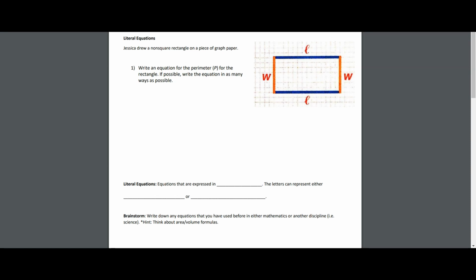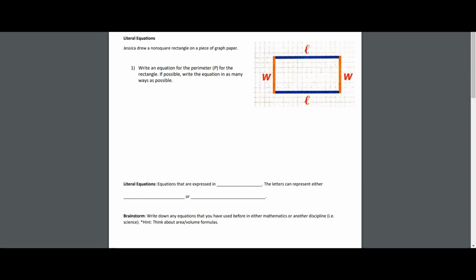We are going to talk about literal equations. So let's jump right in. It says Jessica drew a non-square rectangle on a piece of paper. So what I want you to do is pause the video and try to write an equation for the perimeter of the rectangle. You're not given any actual lengths. You just have the sides labeled as L for length and W for width. So try to write the equation for perimeter, and maybe there's more than one way to write it. Do your best and then come back here and see what we have.